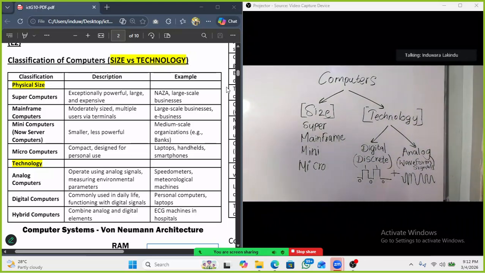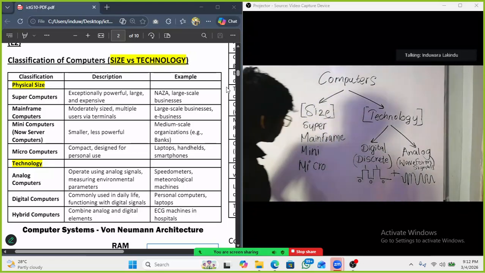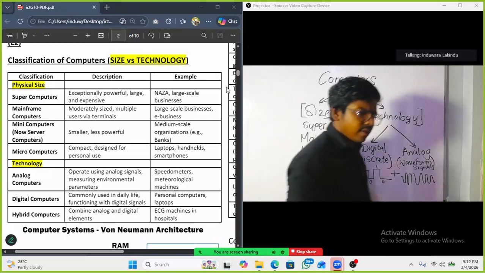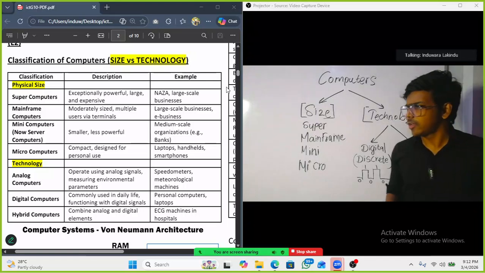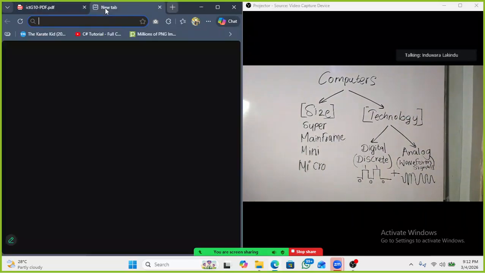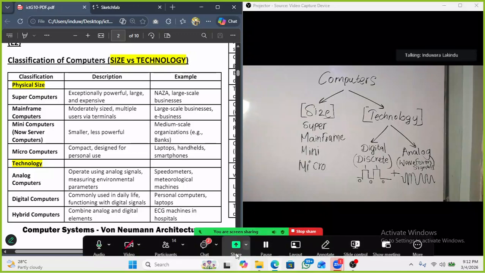Right. Let's jump back to this part, the classification based on size. Now, where can we see supercomputers? Have you ever seen a supercomputer before? Shall I show you one? Quickly. A supercomputer.